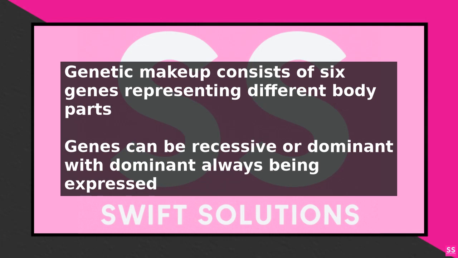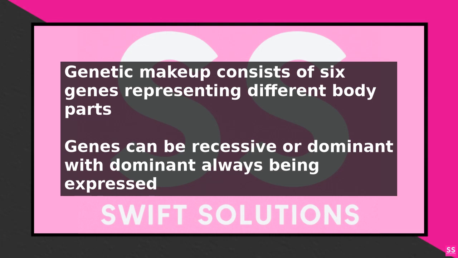When breeding Axies, the goal is to create offspring with desirable traits, such as high stats or rare body parts. To achieve this, breeders must consider the genetic combination of the parent Axies, taking into account the recessive and dominant genes. For example, if a parent Axie has a dominant gene for a specific body part, there is a higher chance that the offspring will inherit that trait.